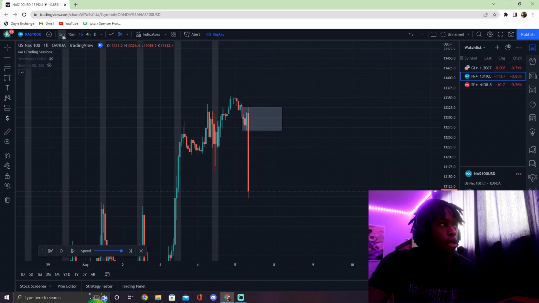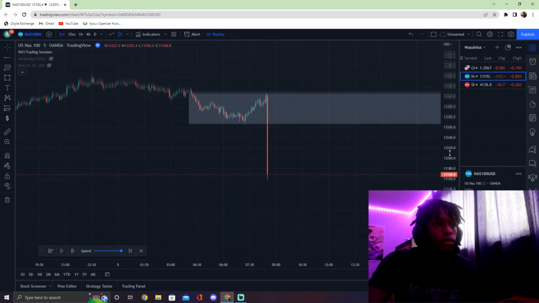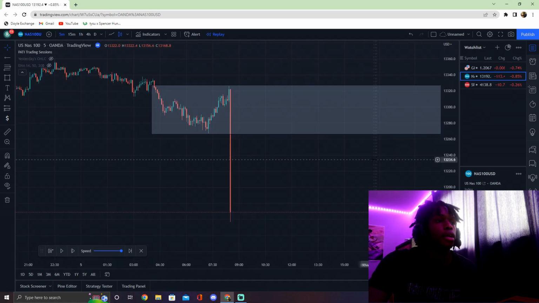We understand that we have the 1 hour supply here. Now I'm gonna go back to the 5 minute, and I'm gonna see if I can find a 5 minute setup within this 1 hour zone.